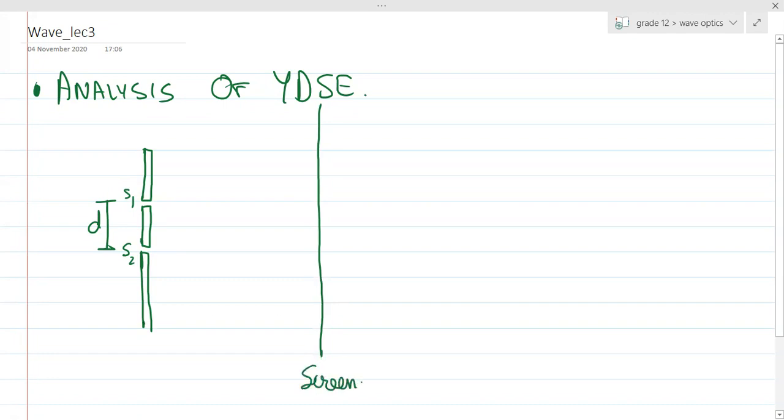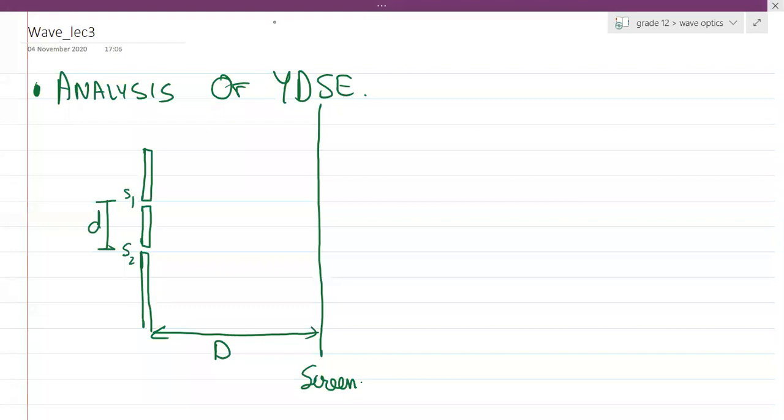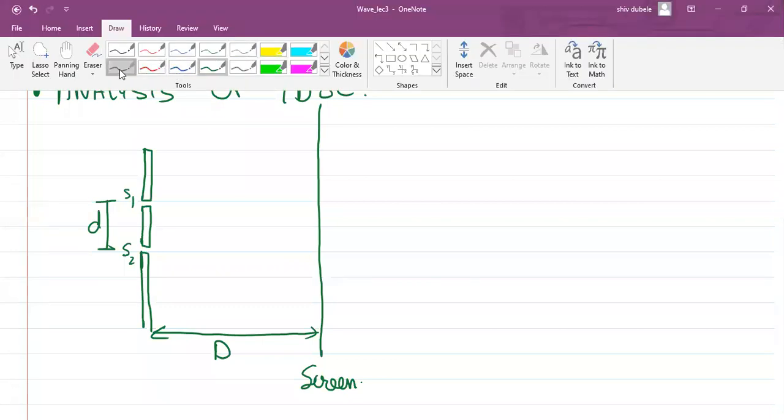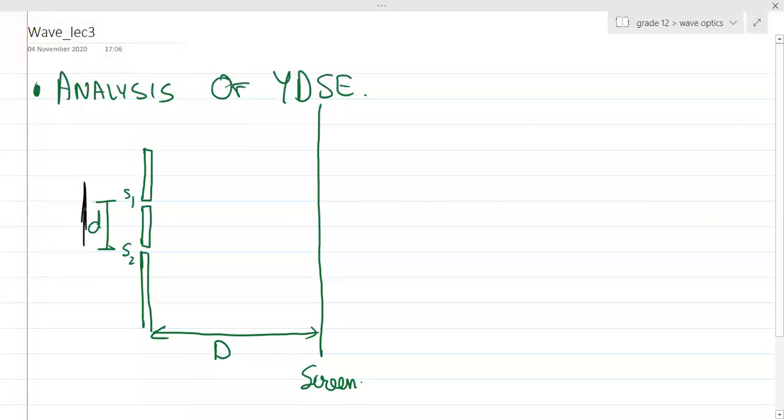which is at a distance capital D. So guys, can you see over here? There are two slits S1 and S2, and there is a screen which is at a distance of capital D. Suppose, guys, you are incident a plane wave front. Can you see a plane wave front in front of these two slits?